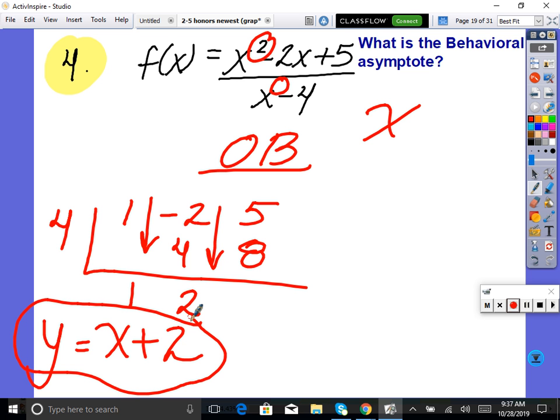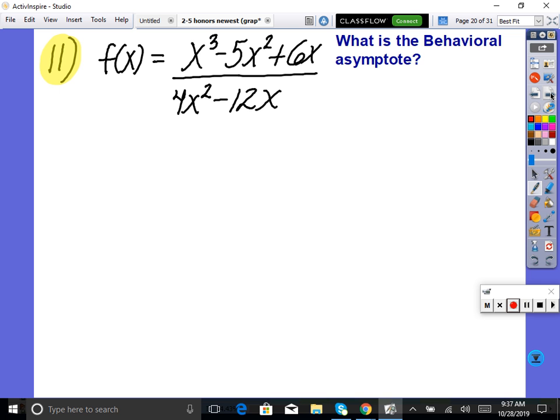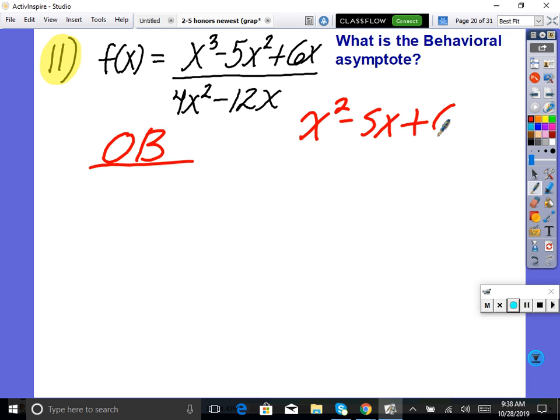Awesome. Makes sense. Okay, I'm going to have you practice a couple more on your own. Well, actually, let's do this one together. Number 11. So everybody, degree on top is larger than the degree on bottom, so it does divide out, giving us an oblique asymptote again. Let's do long division with this bad boy. We have to. Now, we could simplify, then do long division. So what can we divide out? X. So then on top is x squared minus 5x plus 6. And on bottom, we just have 4x minus 12.